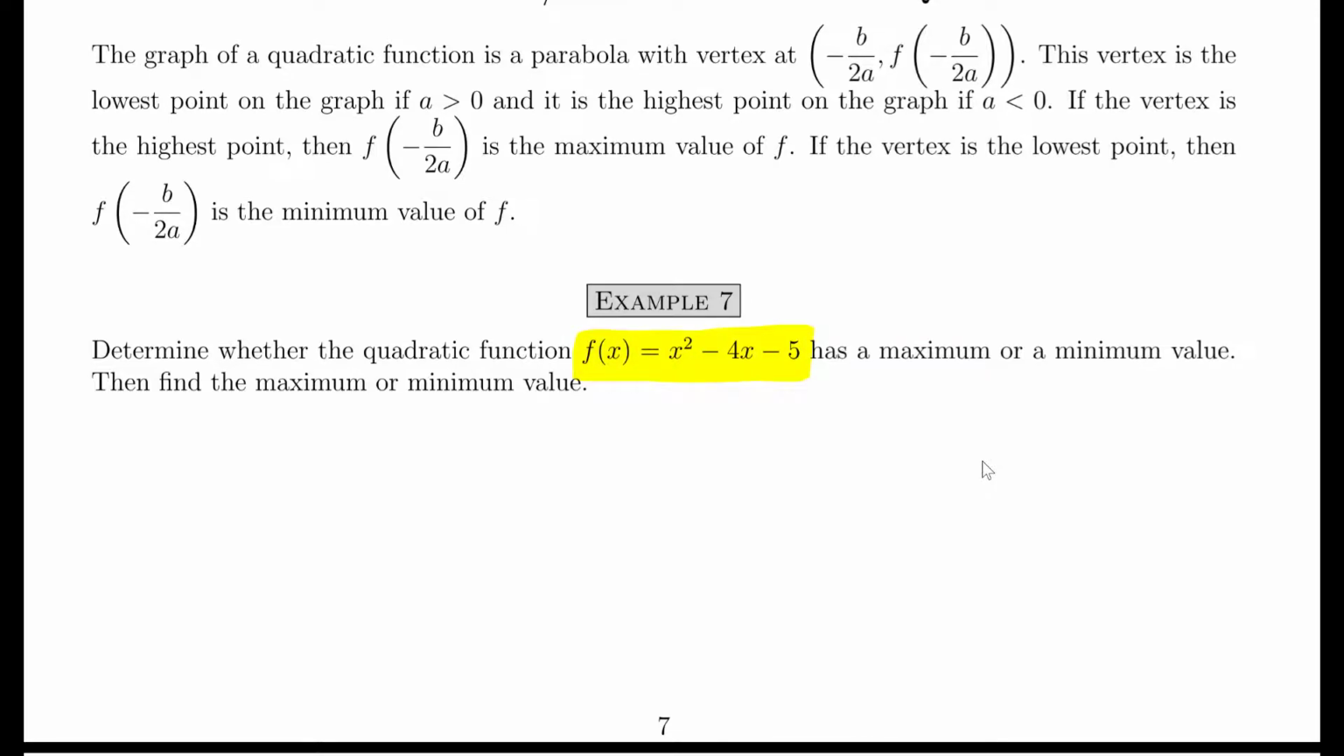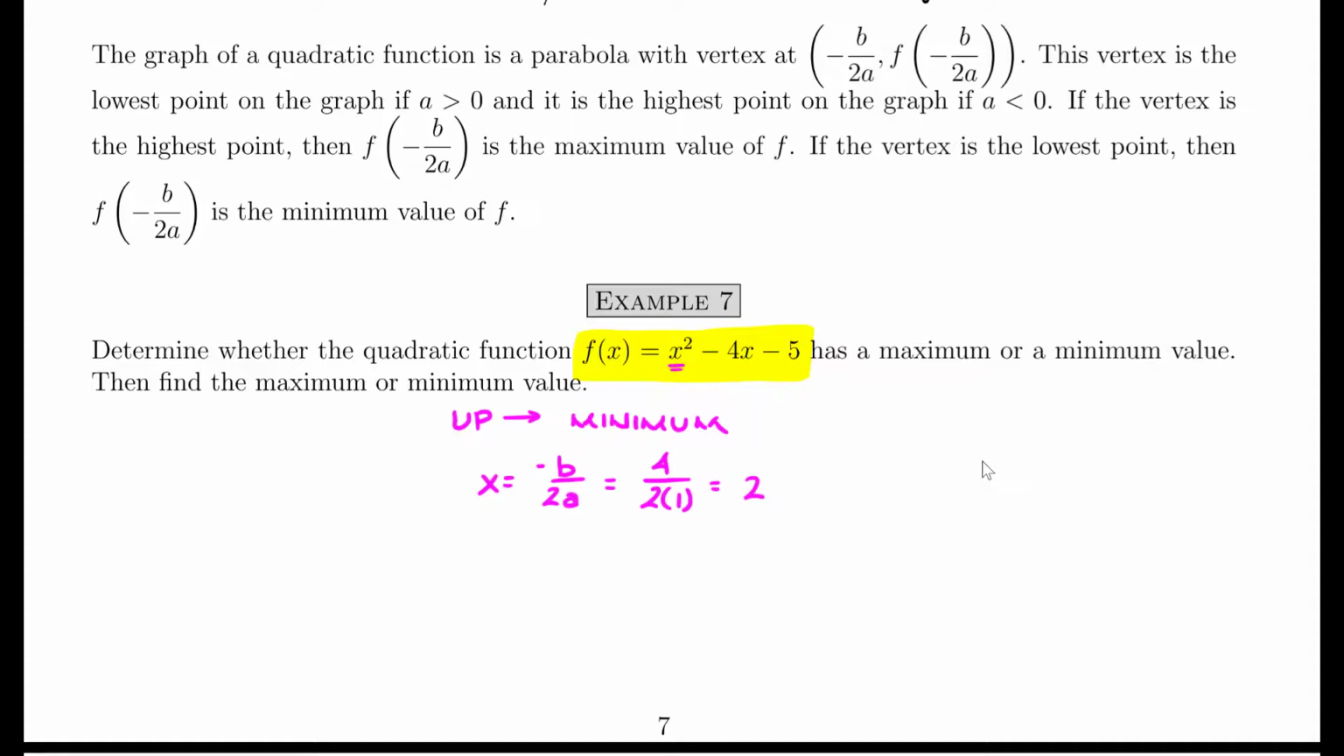It says to determine whether the quadratic function has a maximum or a minimum value, and then find that maximum or minimum value. So looking at the coefficient on x squared, it's +1. If it's positive, that means it opens up. So since the graph opens up, it has a minimum value. To find that minimum value, we need to find the x-coordinate of the vertex. Remember, x equals -b over 2a. So the opposite of -4 would be +4. A is 1. So we get an x-coordinate of 2 for the vertex.